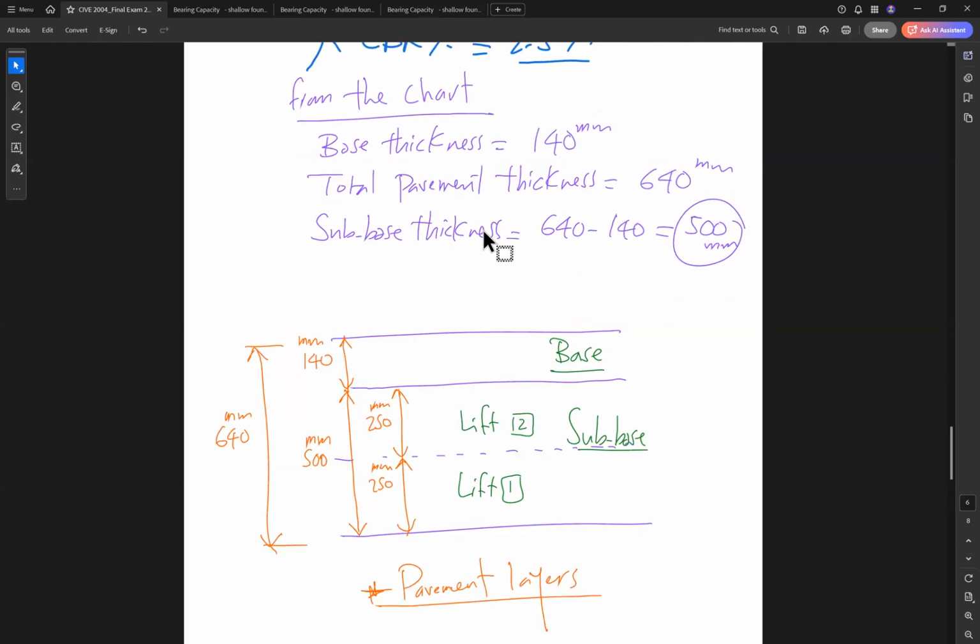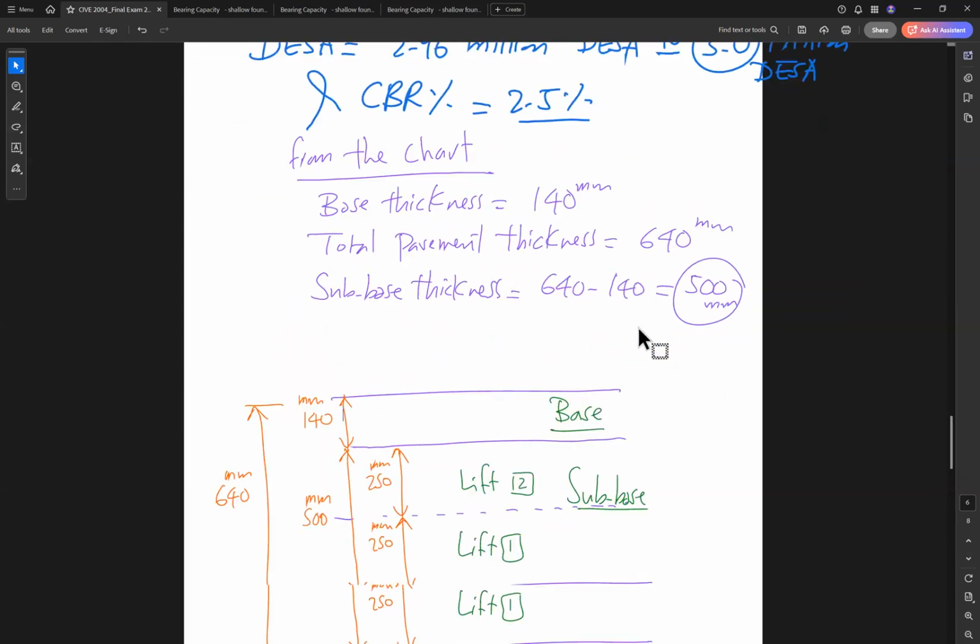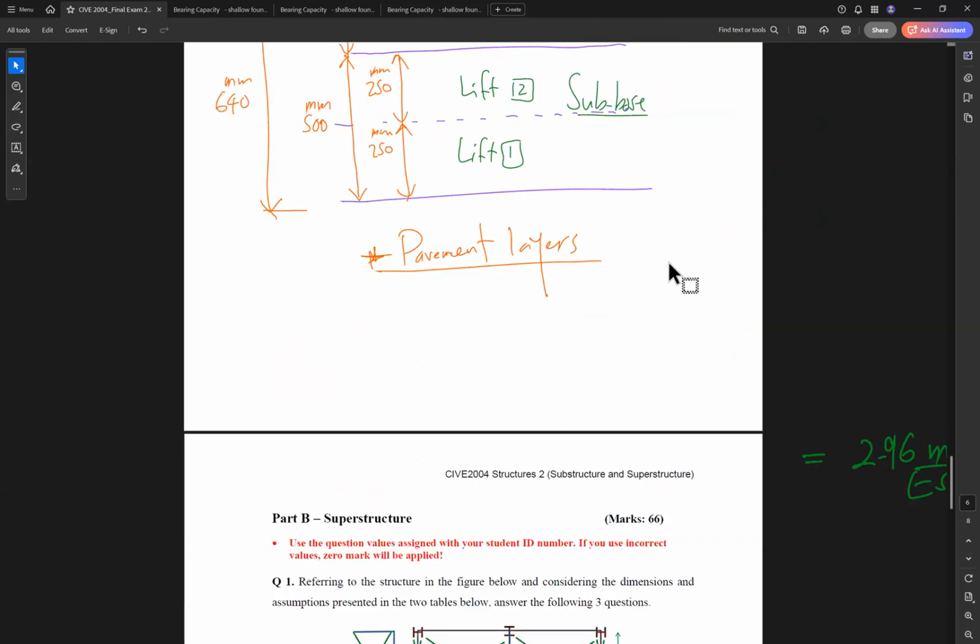Easy? Yeah. Good for the substructure now? Yeah. Okay, so this was for the substructure part.